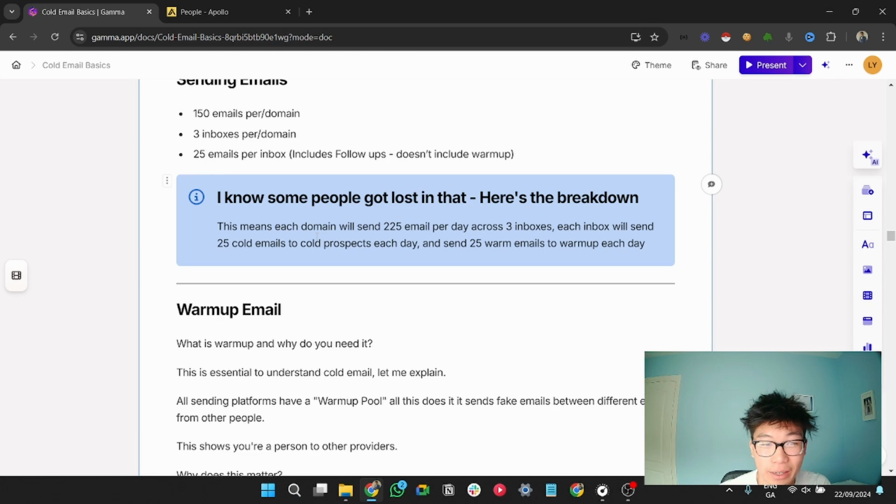So here's the breakdown. Each individual domain will send 225 emails per day across 3 inboxes. Each inbox will send 25 cold emails to cold prospects each day and send 25 warm emails to warm-ups each day.